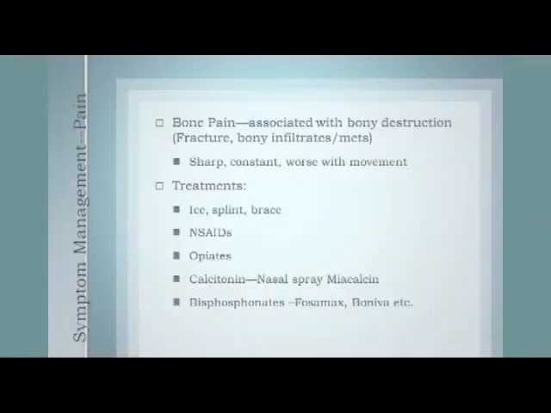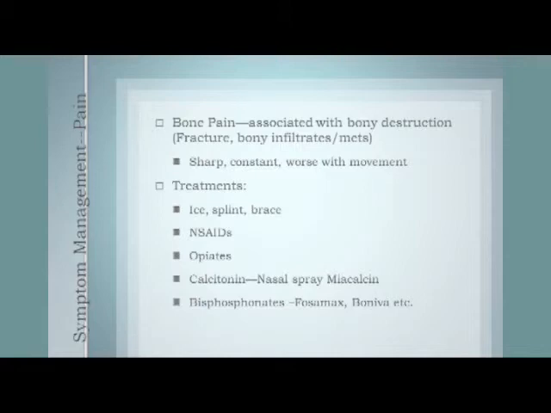Bone pain tends to be sharp, constant, and worse with movement. Other than sharp and constant, it's hard for me to think about how patients describe it, except that it seems to be more intense. It's a very intense pain, bone pain is.